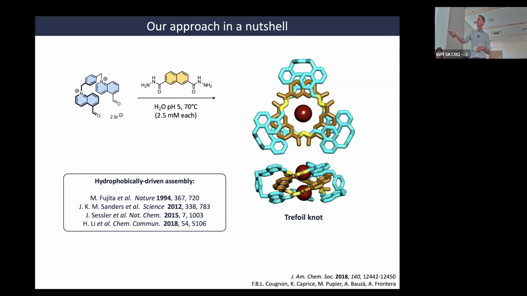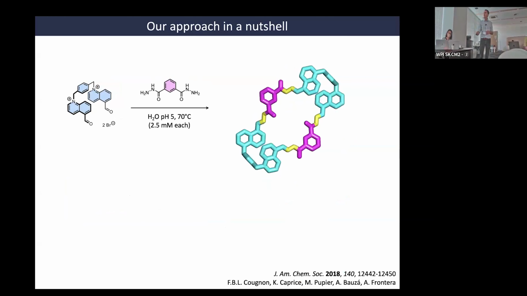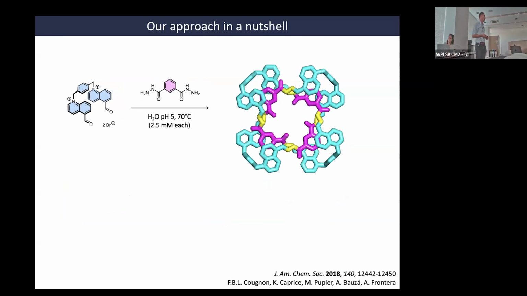And what is interesting is when you change the central component and you replace this relatively large naphthalene by a shorter aromatic here, the outcome of the reaction completely changes. In this case, what you get is first you form a macrocycle. So this is the blue component here, linked by the pink component. And again, it's very rigid. Again, it cannot fold to minimize the hydrophobic surface area exposed to water. And so the system is kind of frustrated. And this drives the entanglement of the second ring around this one.